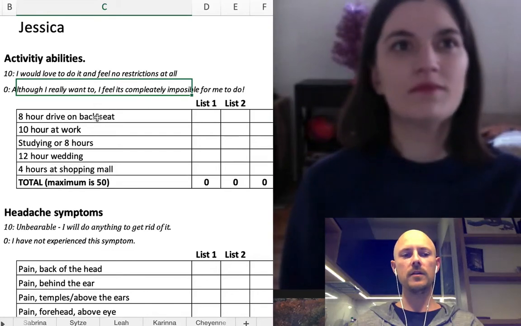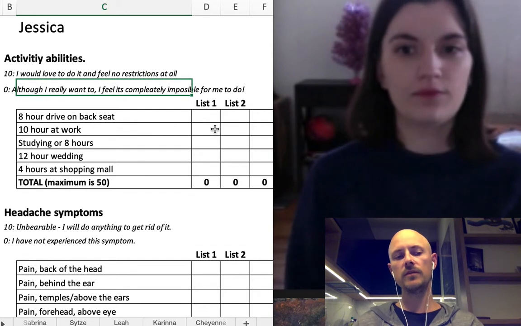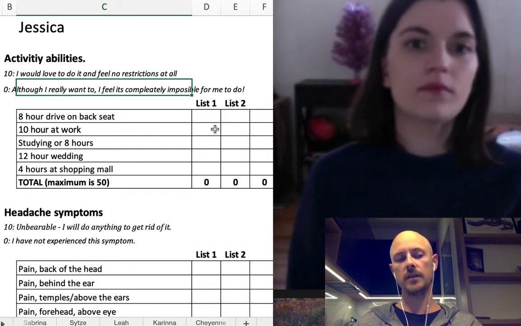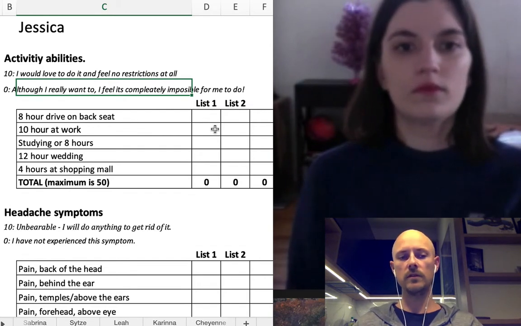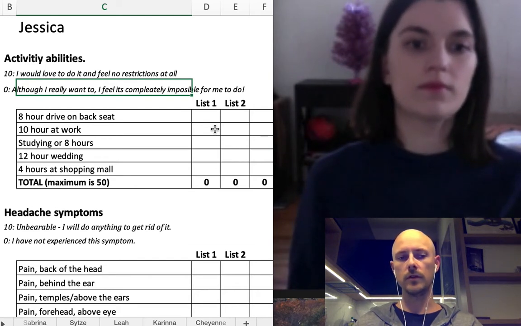Okay, so I've started the recorder now. So first were these different activities, and you need to give each of them a number between 0 and 10. 0 means absolutely there's no way I can do that, and 10 means no problem at all. Let's just go for it.